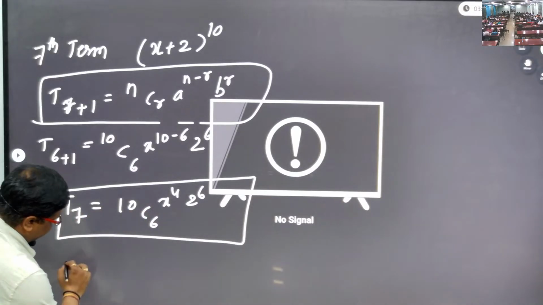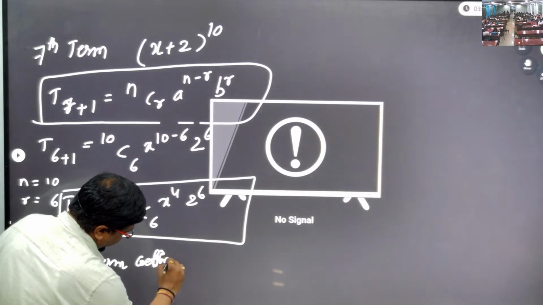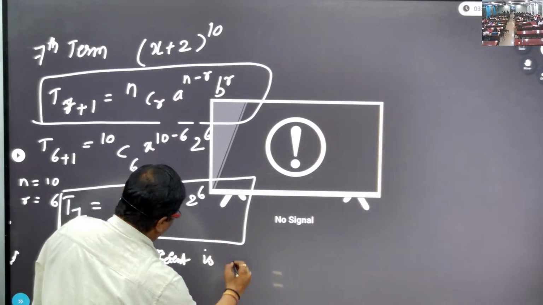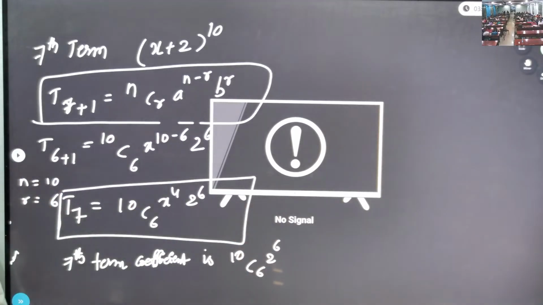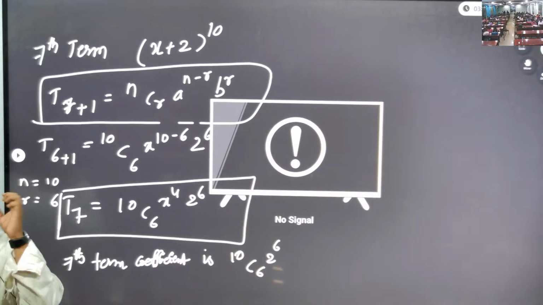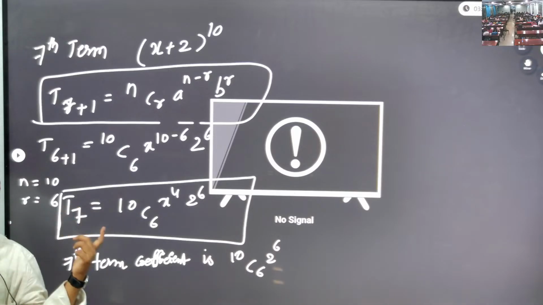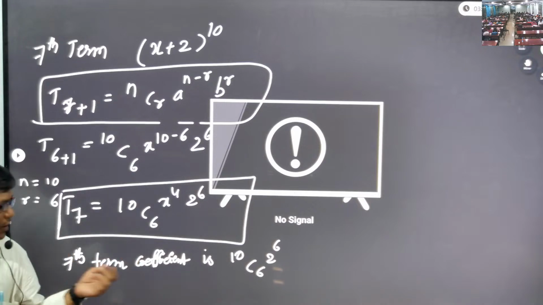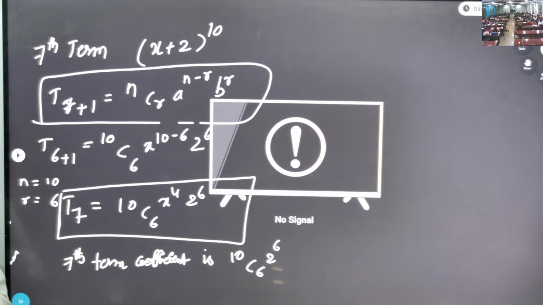Okay, the seventh term coefficient is 10C6 2 power 6. Okay, so coefficients are the values which are in numbers, or which are not of the form x. Not x, y, a or b, but the values that we have in it, that is our coefficient value. Okay, so the seventh term coefficient is 10C6 2 power 6. Clear?